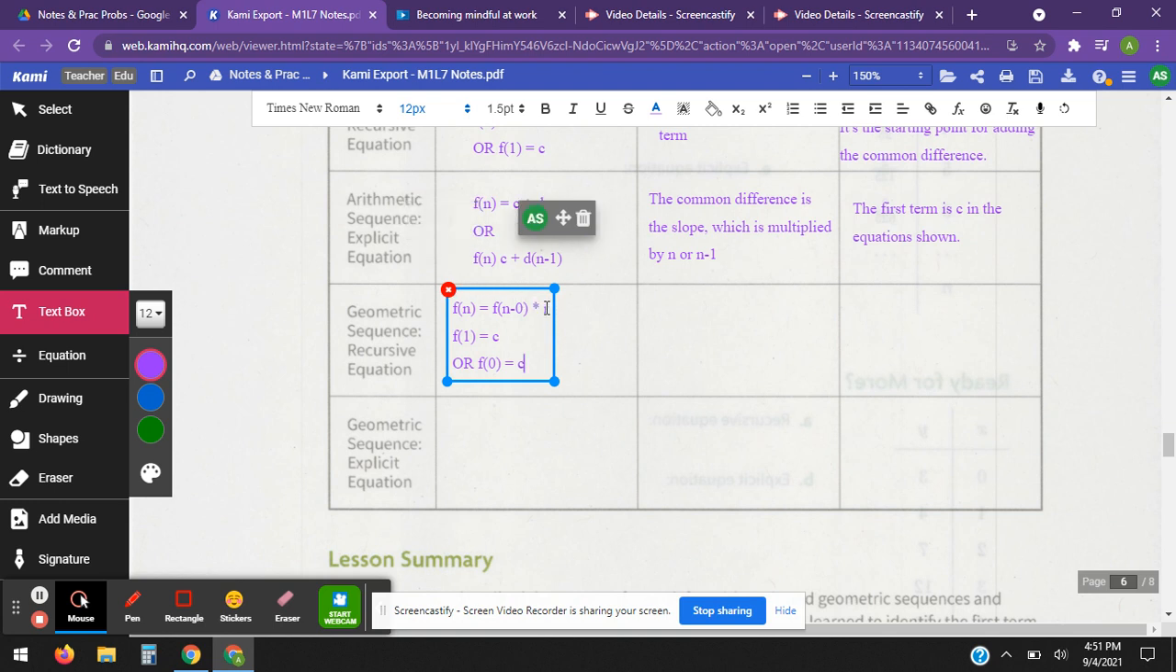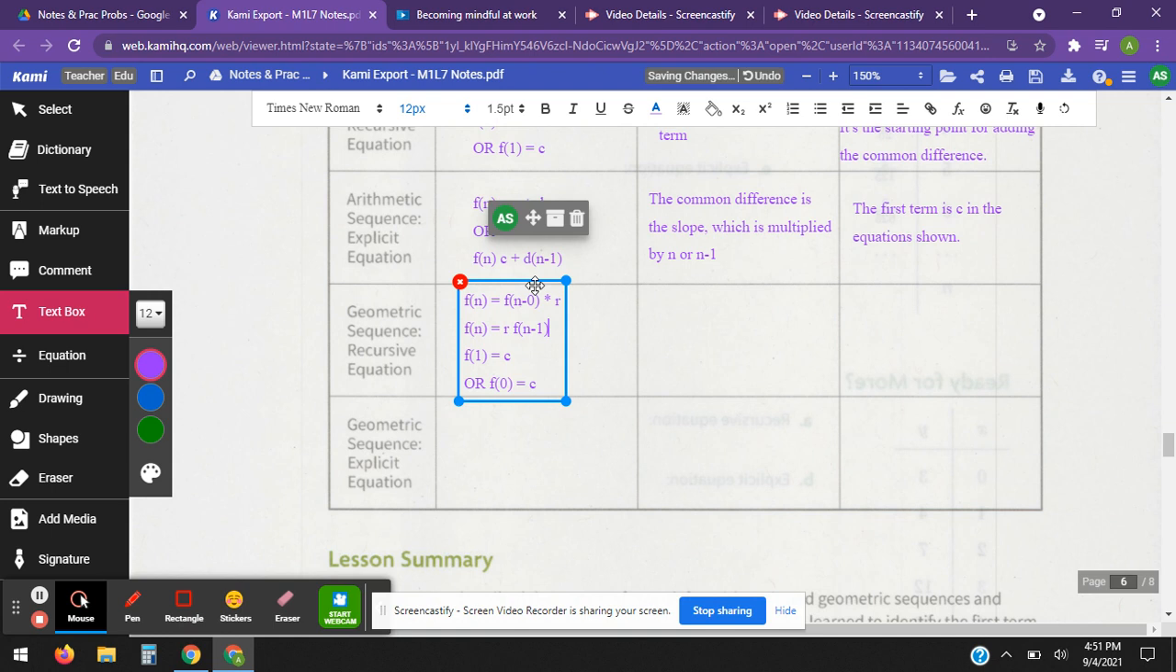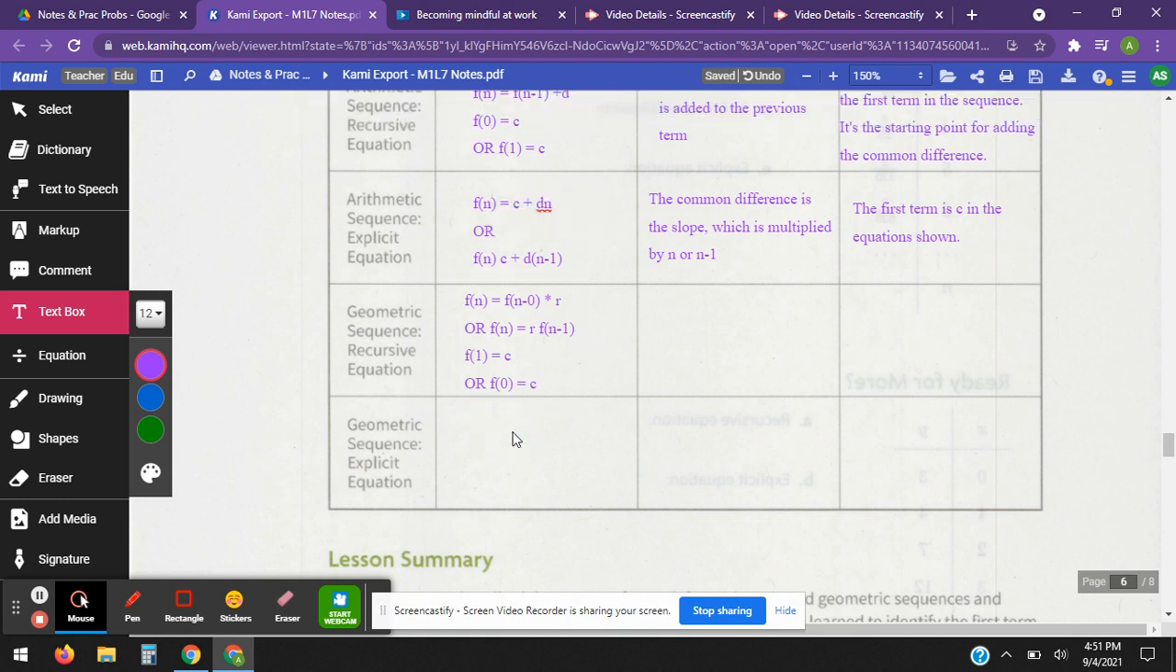I'm going to do this one up here too, just to show f of n equals, sometimes they will put r and then f of n minus 1, just to show that that's a multiply as well. I think that gets a little too jumbled myself, but sometimes the book will put that. So we'll go ahead and put it on here just so we have those two options. All right, and so then we do the explicit equation.